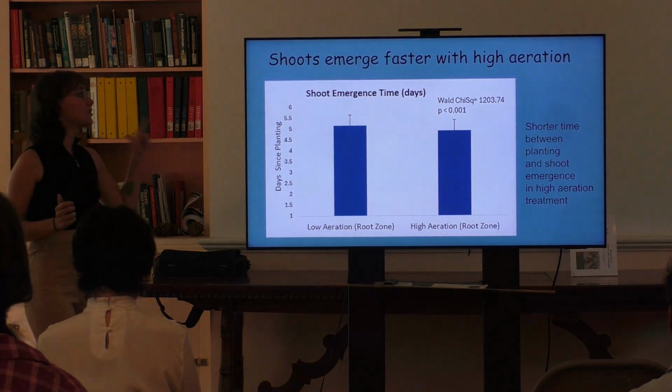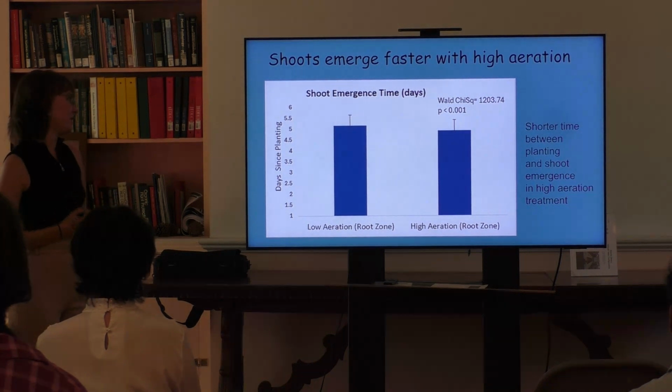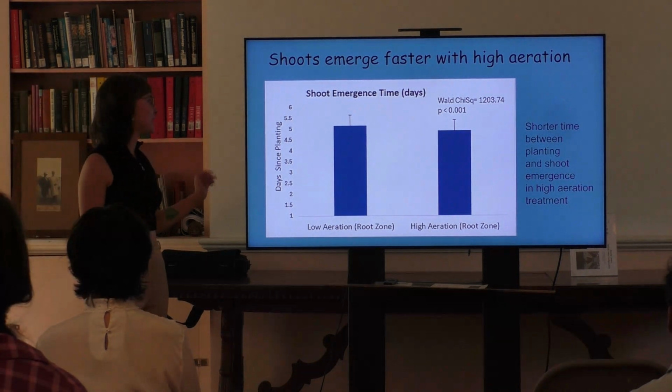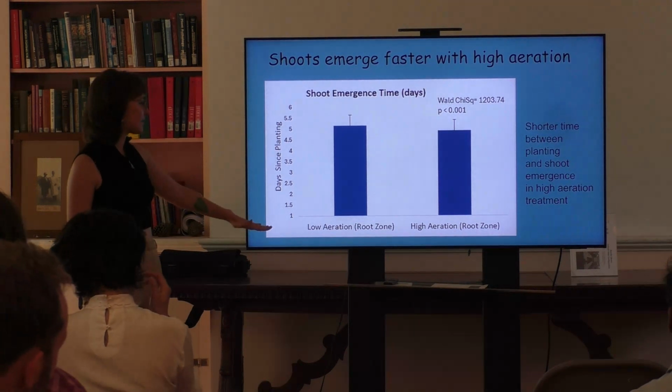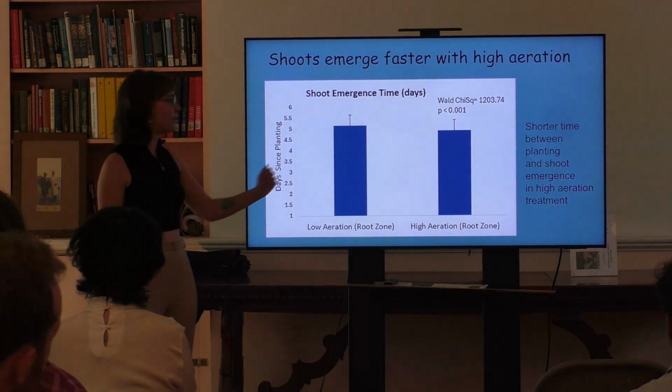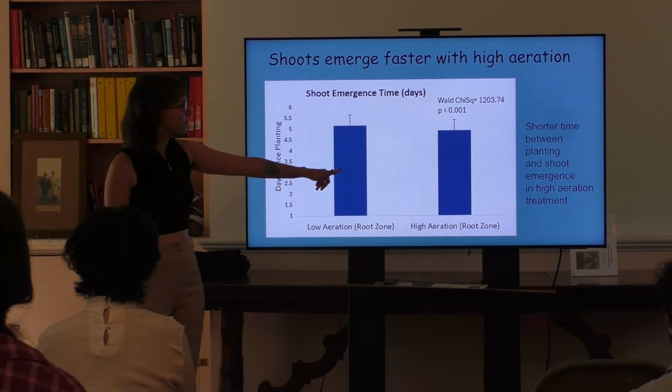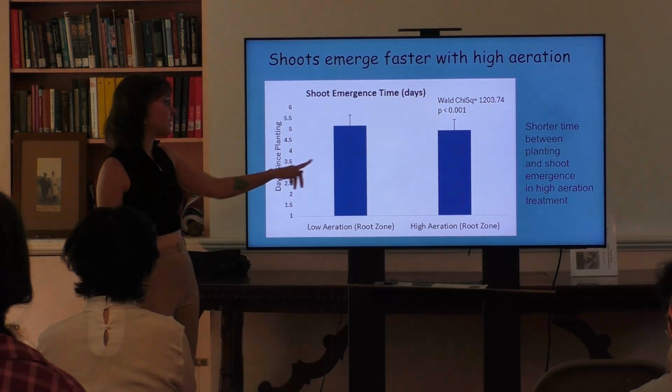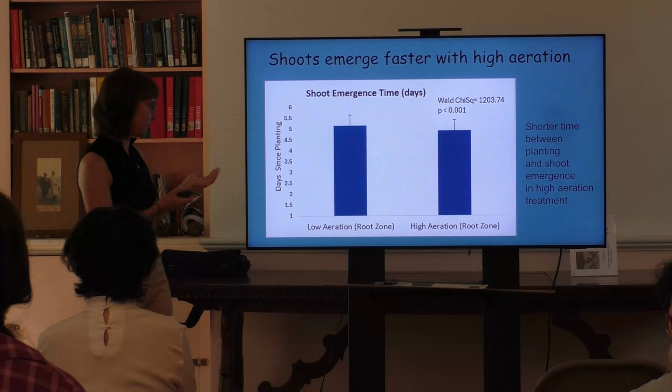So we found that shoots emerge faster with higher aeration. On the left here, on the y-axis, we have days since planting, and on our x-axis, we have our treatments, low aeration and high aeration. And as you can see, the high aeration group had a shorter time between planting and shoot emergence than the low aeration group.